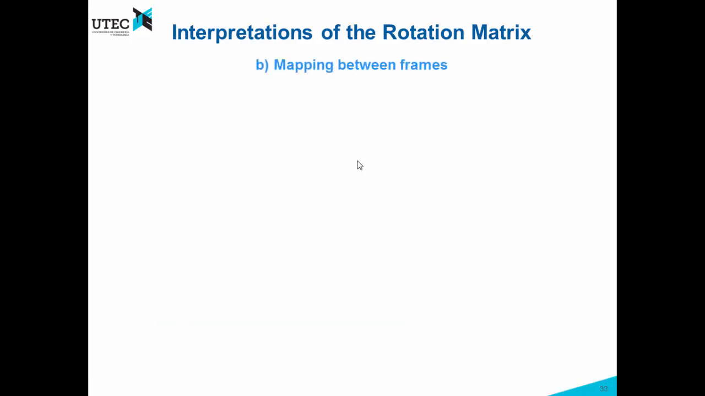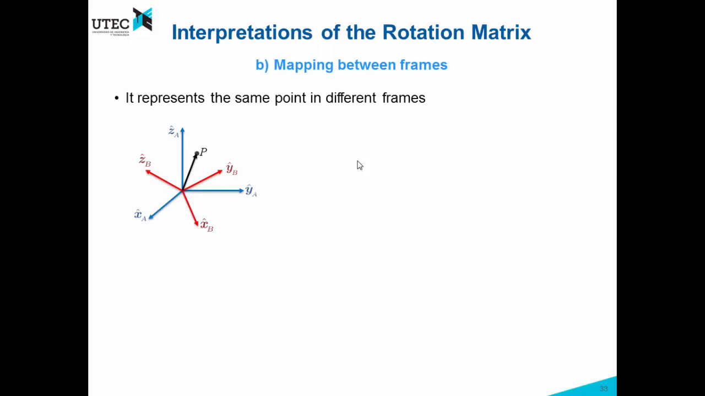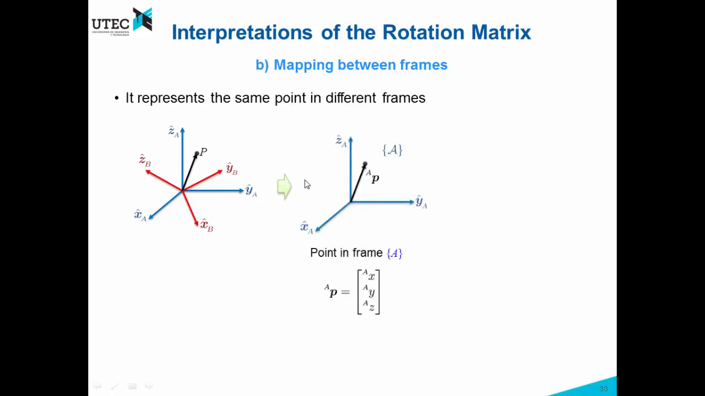The second interpretation says that it maps points between frames. So it represents the same point in different frames. Here we have the same point in different frames. To begin with, let's consider this point in frame A. And we represent this P with the superindex A, meaning that it is in frame A. So this point in frame A will be XA, YA, ZA. We can represent this point as this one, which means that we are using this coordinate in the direction of XA, this in the direction of YA, and this in the direction of ZA. This is exactly the same. Both notations represent exactly the same thing.